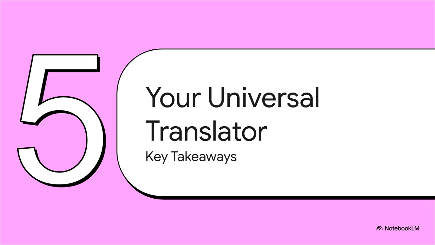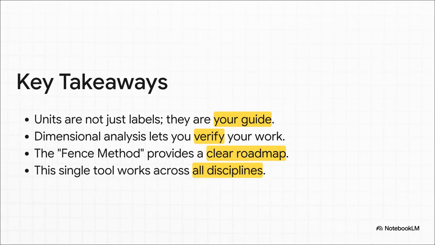So, we've seen this tool in action all the way from the classroom to the boardroom. What are the big takeaways? How do we wrap this powerful idea up? Here's what I really want you to walk away with. First, units are not just labels. They are your guide. Always listen to them. Second, dimensional analysis is your built-in error checker. Use it. Third, that fence method gives you a clear visual roadmap. And finally, remember, this is a universal tool. Once you get this way of thinking down, you can apply it almost anywhere.